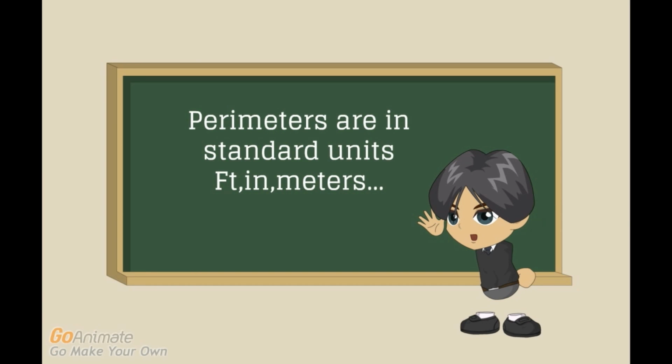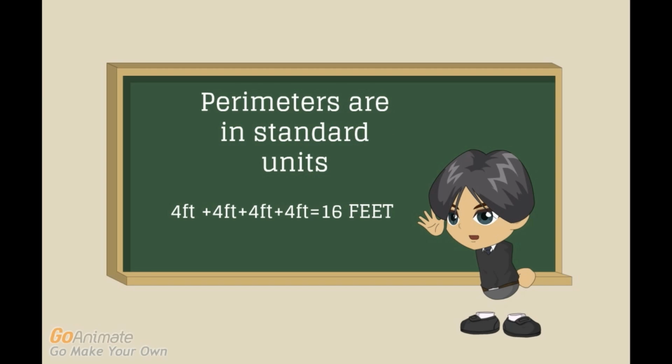An important thing here to remember is the units of measurement of both perimeters and areas. Perimeters are always in standard units. For example, a square that has a side that measures 4 feet will have a perimeter of 16 feet, which was obtained by adding 4 feet plus 4 feet plus 4 feet plus 4 feet.